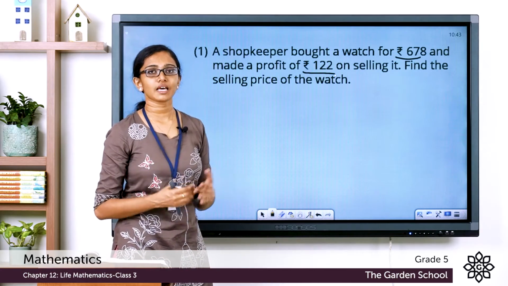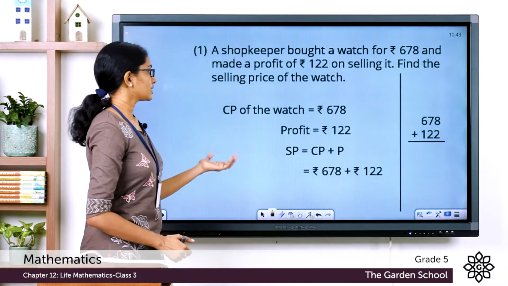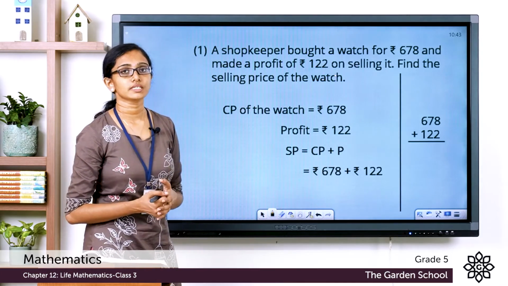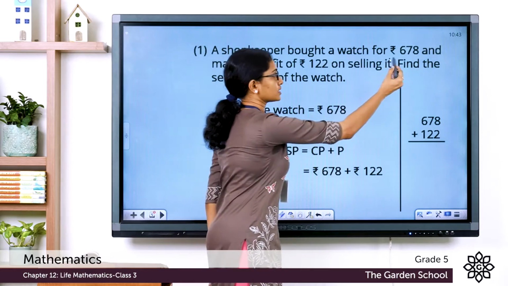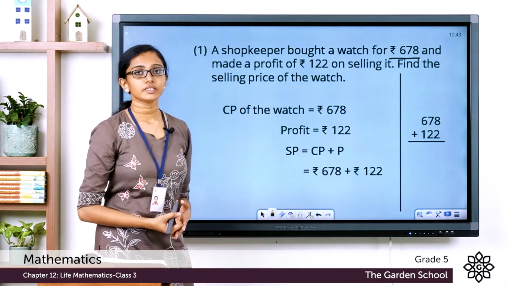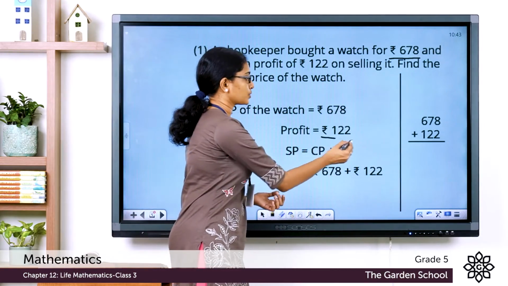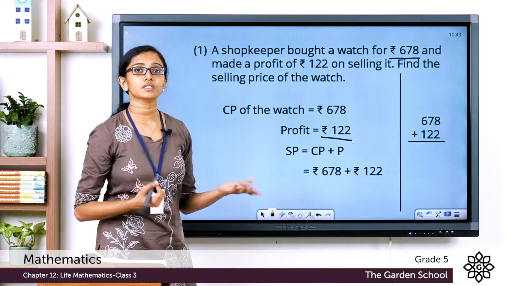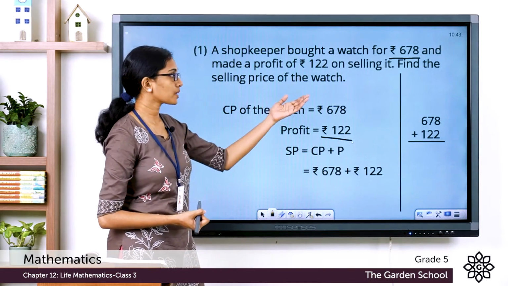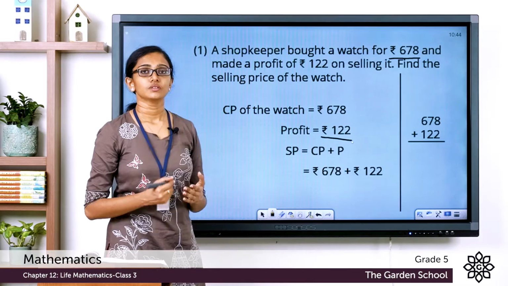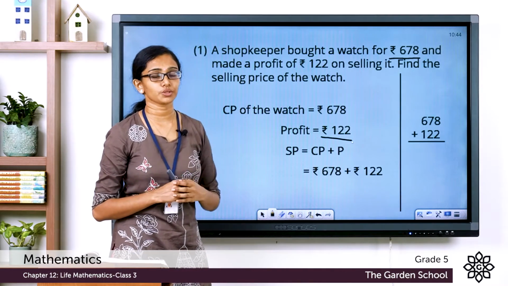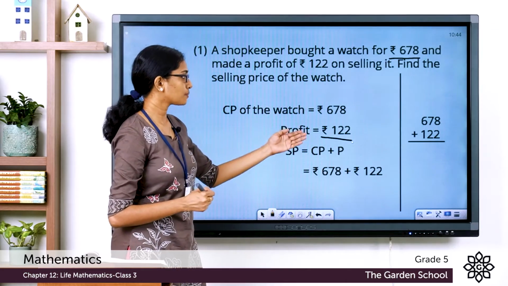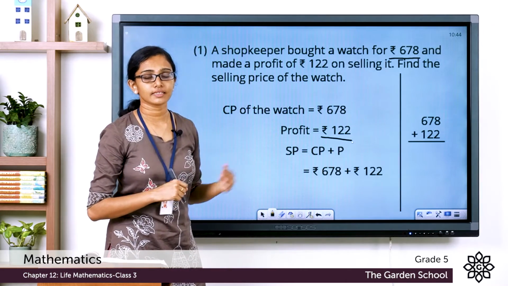Now let's see the steps and make it more clear. The cost price of the watch is equal to 678 rupees from the question. Now the profit is rupees 122. Now we have to find out the selling price. So the cost price is given, the profit is given. So since it is a profit here, the selling price should be more than the cost price. So let's add the profit to the cost price to get the selling price.